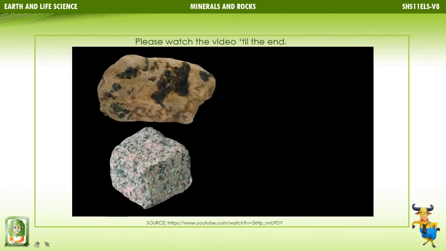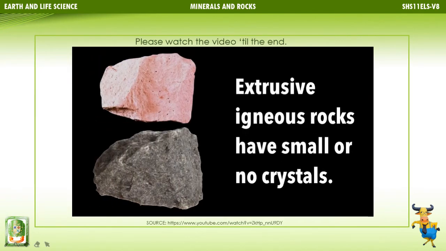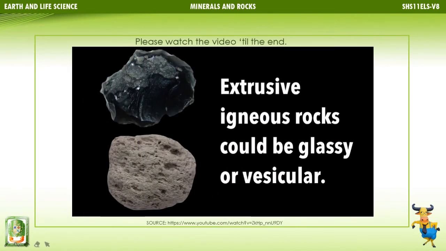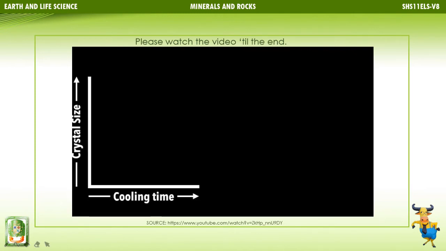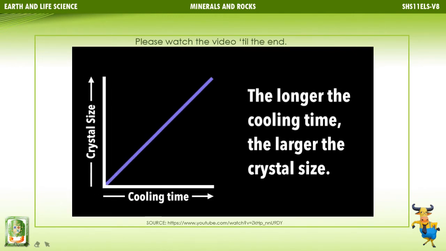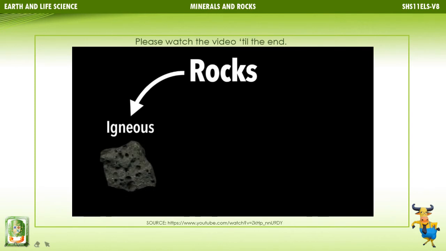So as you can see, there's a lot of useful information about igneous rocks found right in the earth science reference tables. Again, just to review, intrusive igneous rocks have large crystals because of slow cooling. Extrusive igneous rocks have small crystals or maybe even no crystals because of fast cooling. Some of these extrusive rocks may be crystalline or glassy, and others could have air bubbles or be called vesicular. Now, just a quick reminder that the longer the cooling time, the greater the crystal size, the larger the crystals will grow. And so that's what you need to know about igneous rocks.